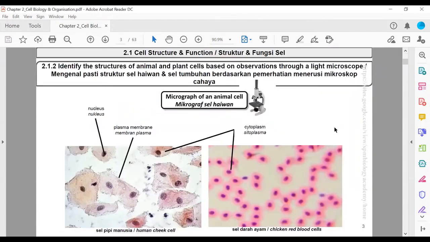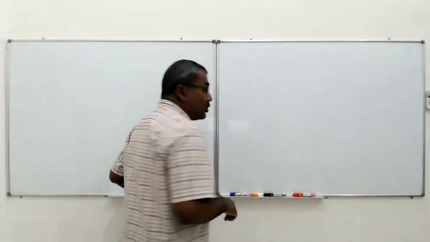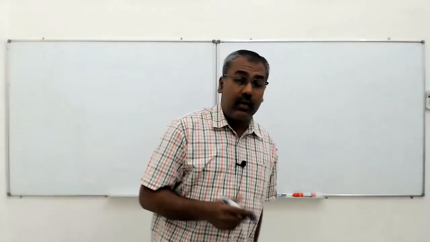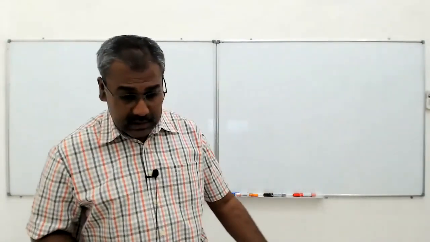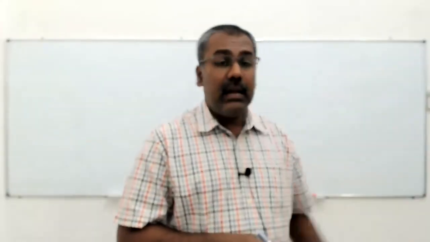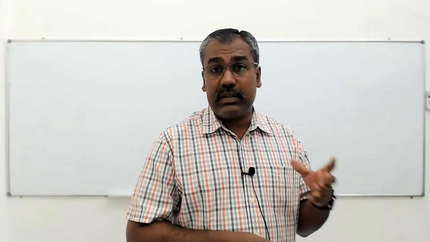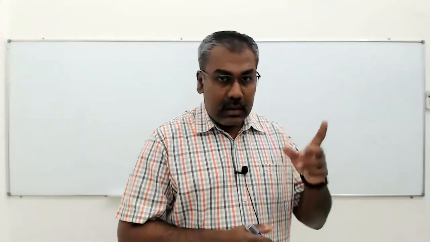Okay, page 3 is the first page actually. What are in the animal cells and plant cells when we look under a light microscope? What you can see. Okay, right. During PT3, Form 1, Form 2, Form 3, you already learned about, I think Form 1, right? You already learned about animal cell and plant cell. Okay, animal cell.